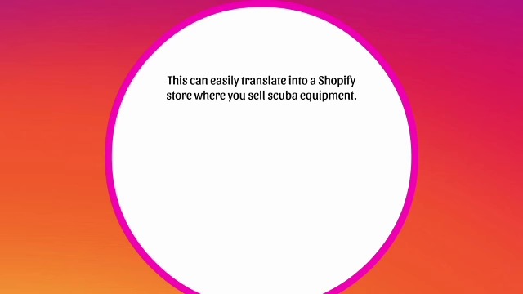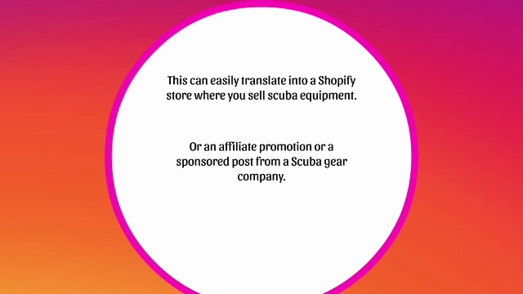You get to indirectly sell things, because at the end of the day, people are going to want what you have. They feel, okay, if I have the same tools or equipment that you have as a scuba diver, or as whatever you're trying to do as a lifestyle or brand, they're more likely to buy it, right? So it can be a Shopify store, it can be an affiliate promotion, it can be a sponsor post from a scuba gear company, which we'll talk more about later down the road. But before you can do all of that, you need to have a brand. You need to have the ability to create a lifestyle, right?